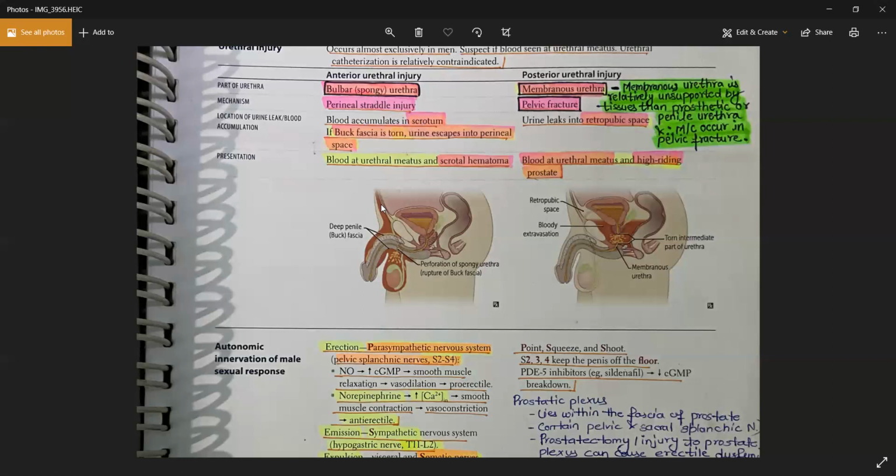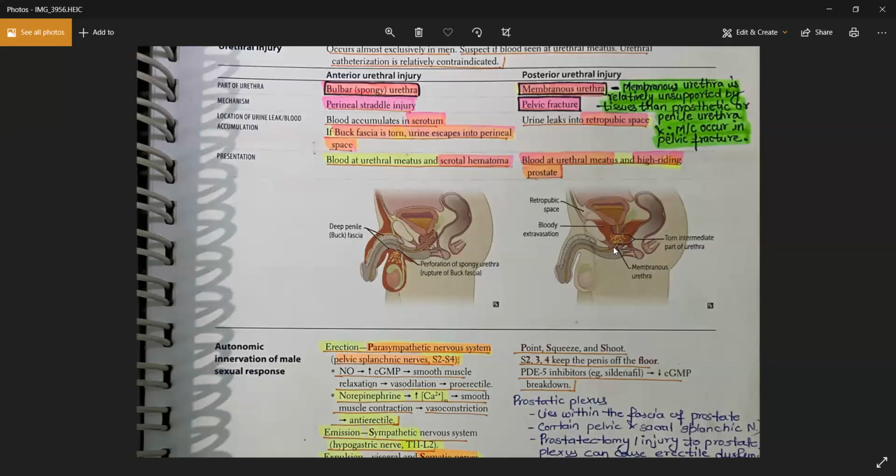Now the second type of injury happens in the posterior urethra, and please note, I told you the prostatic urethra is covered by the prostate gland, the muscular gland, but the membranous part is not covered by anything. So in a posterior urethral injury, the most commonly damaged structure is the membranous urethra, and it generally happens because of a pelvic fracture. Whenever you have a pelvic fracture, as you can see in this part, it can directly cause damage to the membranous urethra, and that can lead to leakage of urine within the retropubic space.